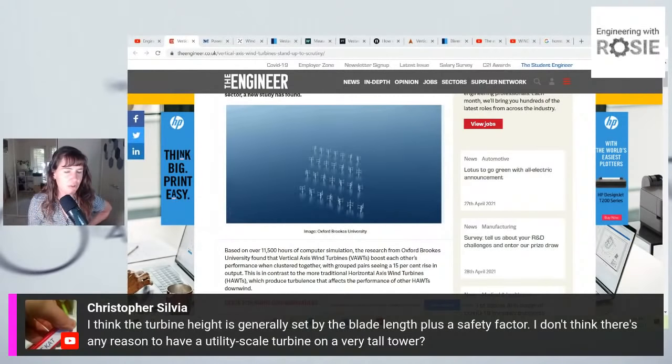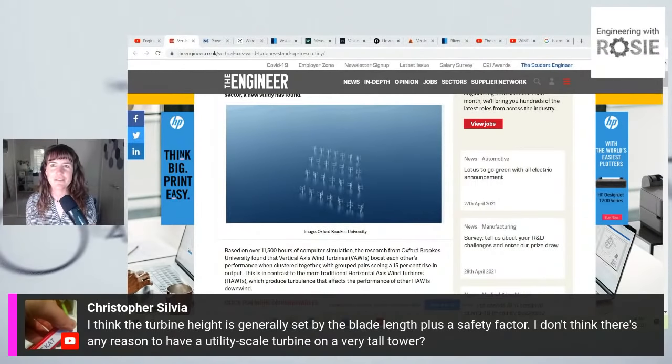Okay, from Christopher Sylvia, I think the turbine height is generally set by the blade length plus the safety factor. I don't think there's any reason to have a utility scale turbine on a very tall tower. Yes and no. It depends on a lot of things, actually. In general, the higher the tower, the higher the wind speed, so people want taller towers. And then also, as you mentioned, the longer your blade, the more swept area, so the more wind you can capture. So you definitely need to have your tower taller than your blade plus the safety factor.